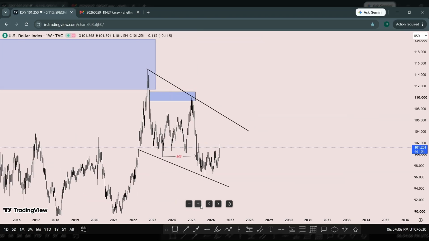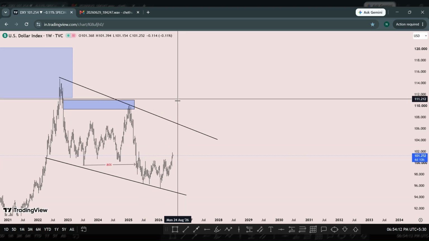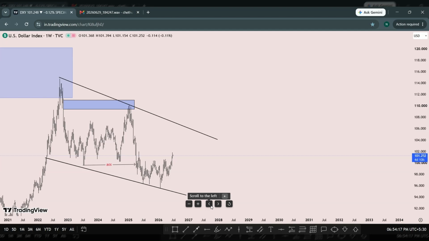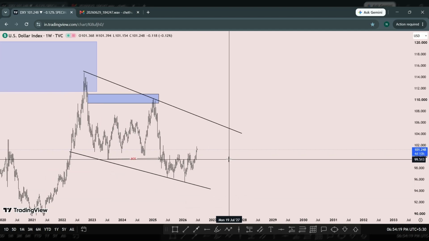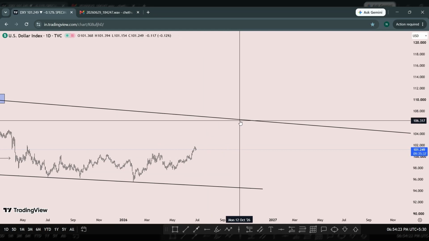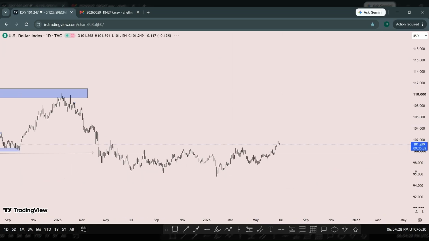For me, if price closes above this high, I will be in a long position. Until then, let's trade based on the market move. Switching to daily time frame, let's remove this.